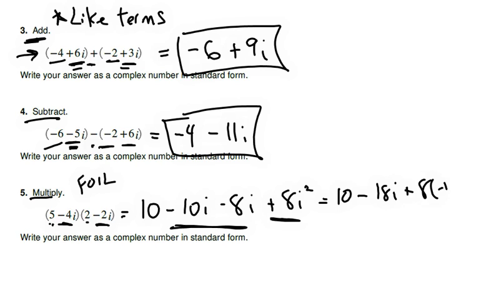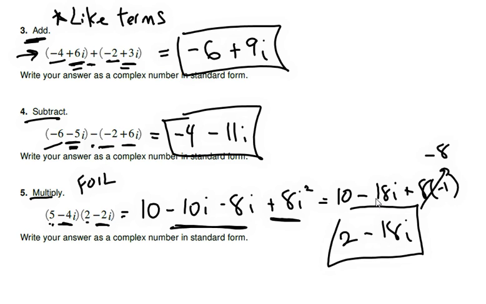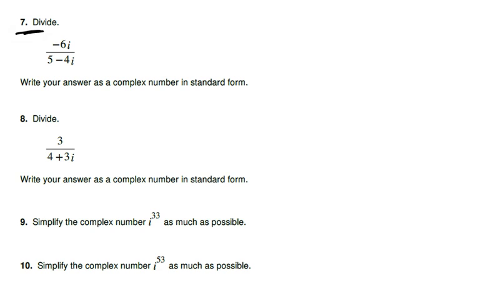That plus 8i squared, we're going to write that as plus 8 times negative 1, since i squared simplifies to negative 1. So that whole term simplifies to negative 8. We have a 10 minus 8, which is going to give us 2, and then minus 18i, that's the imaginary part. So 2 minus 18i is the official answer to this problem. That looks great. And now we'll move on to division.